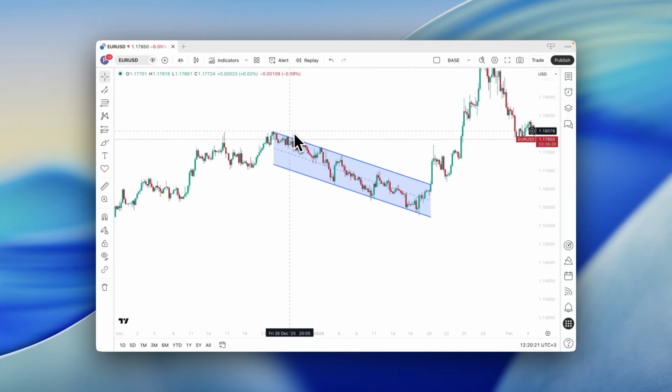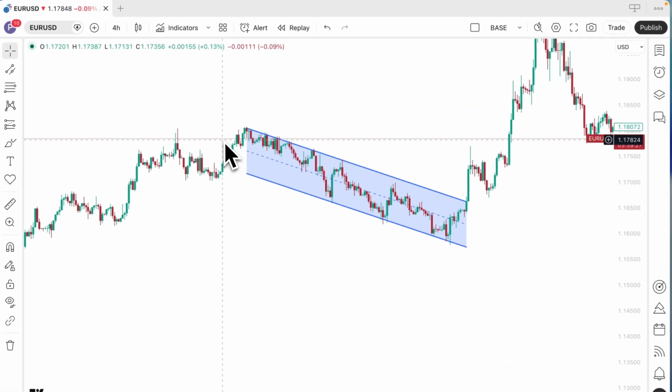Just to explain, the upper boundary can act as a resistance level, and the downwards boundary can act as a support level. Crossing above or below could result in the price action moving towards the lower or upper boundary of our channel. So this could be a downwards moving channel.